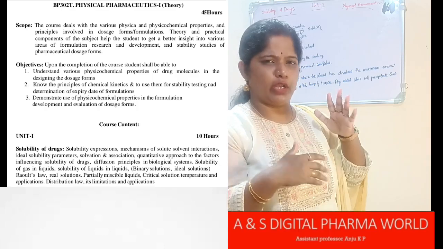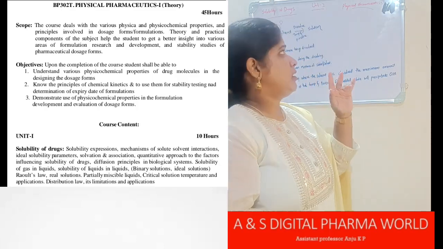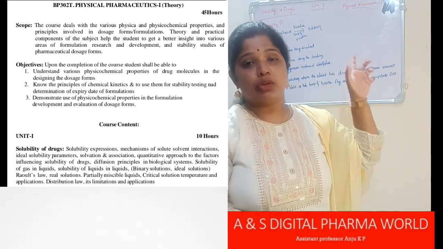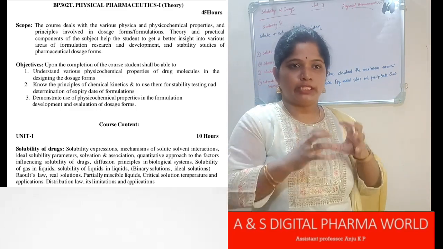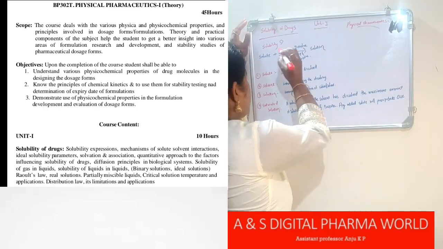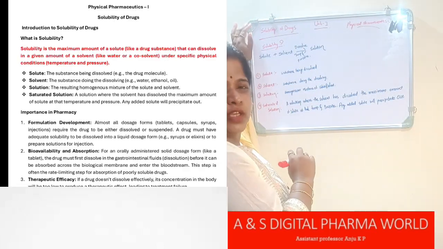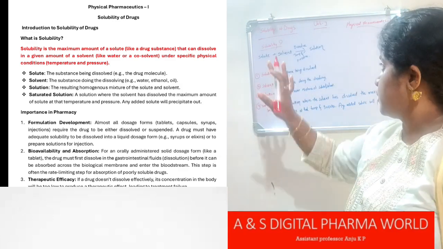We have 5 units. The first unit is solubility of drugs, so we will see the introduction to solubility of drugs. Now we will see what solubility is. Solubility means we have a solute and a solvent.